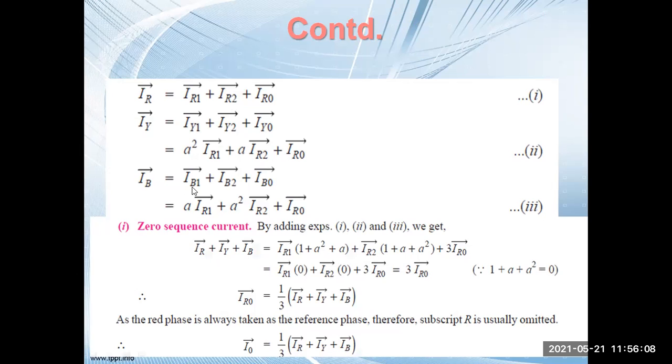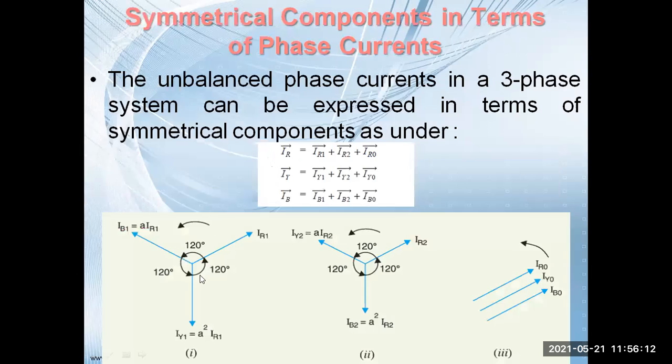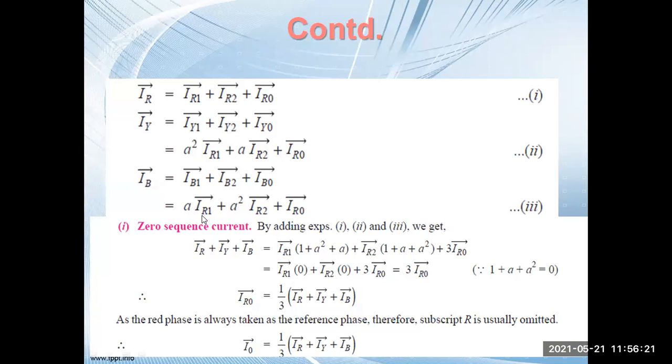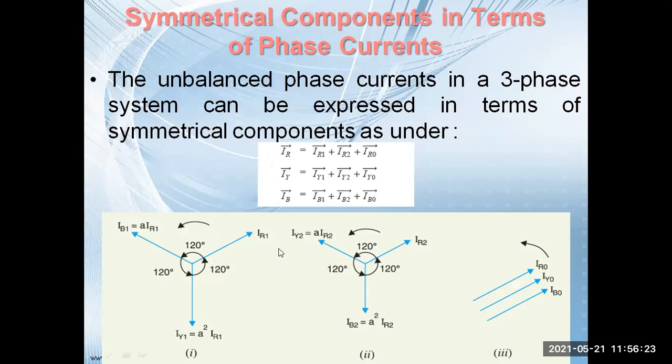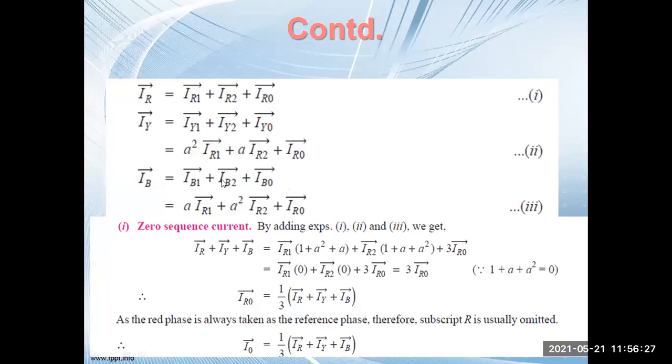Now IB will be equal to IB1 plus IB2 plus IB0. IB1 equals A into IR1, which we have derived. Then IB2 is A square into IR2, so we substitute that here. Then IB0 equals IR0. So finally we got this expression.